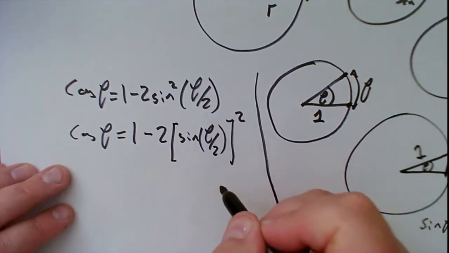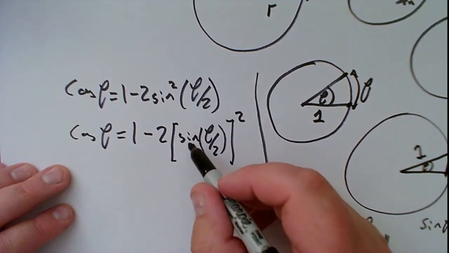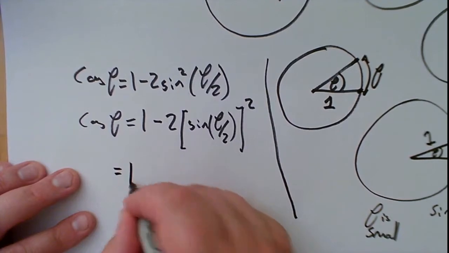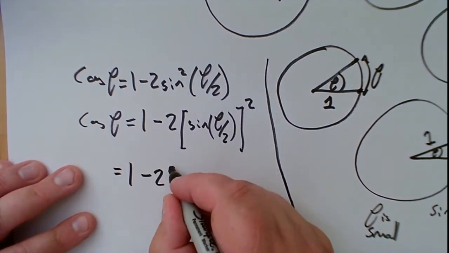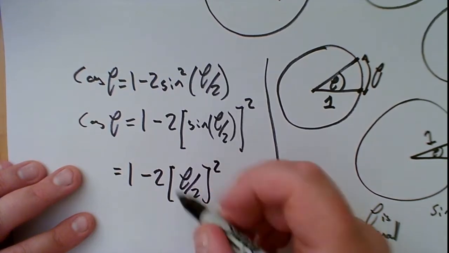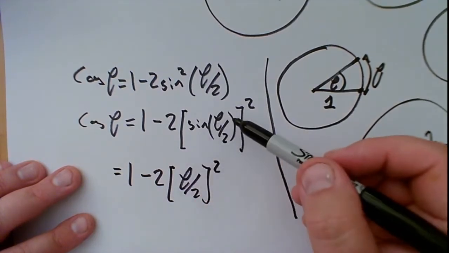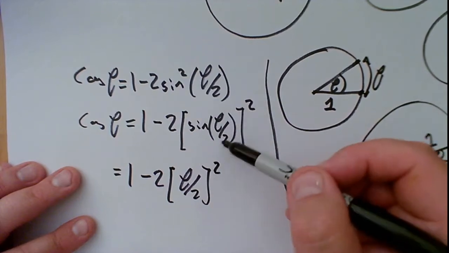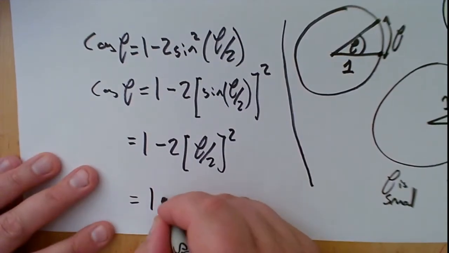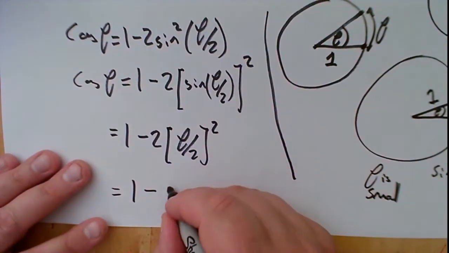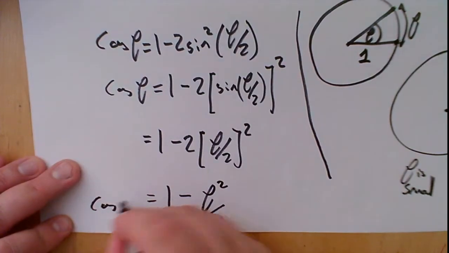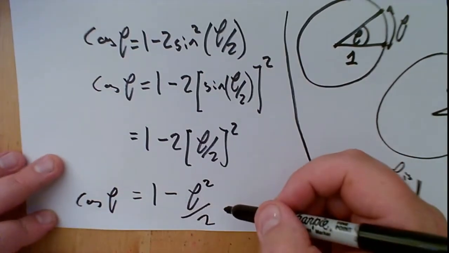Imagine when theta is small. This sine theta over 2 just becomes the same as theta over 2. So this becomes 1 minus 2 times theta over 2 all squared, because we know that sine theta gets very close to theta when theta is small, and that leaves you with 1 minus theta squared over 2. You get that. That's what cos theta will be when theta is small.